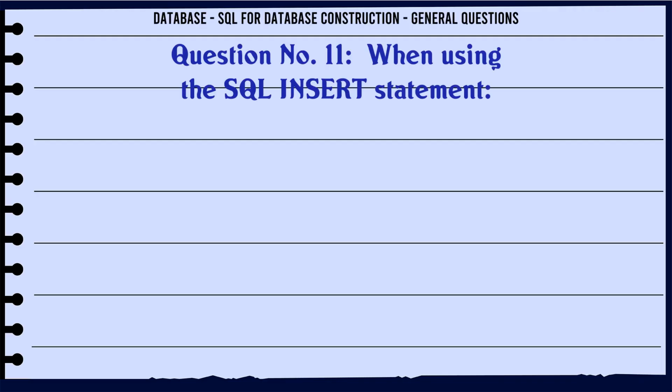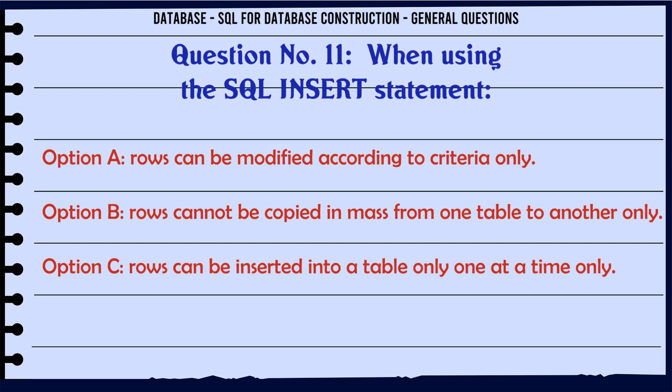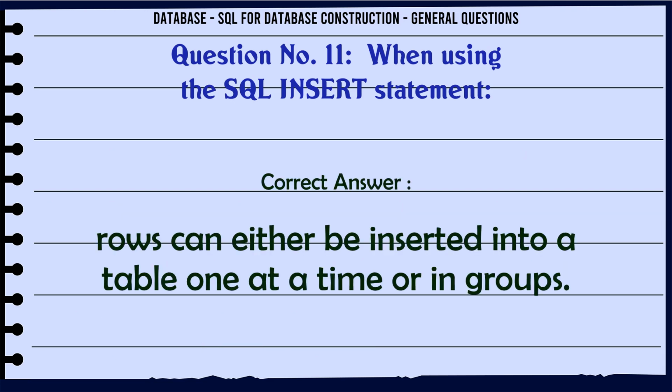When using the SQL insert statement: A. Rows can be modified according to criteria only, B. Rows cannot be copied in mass from one table to another only, C. Rows can be inserted into a table only one at a time only, D. Rows can either be inserted into a table one at a time or in groups. The correct answer is rows can either be inserted into a table one at a time or in groups.